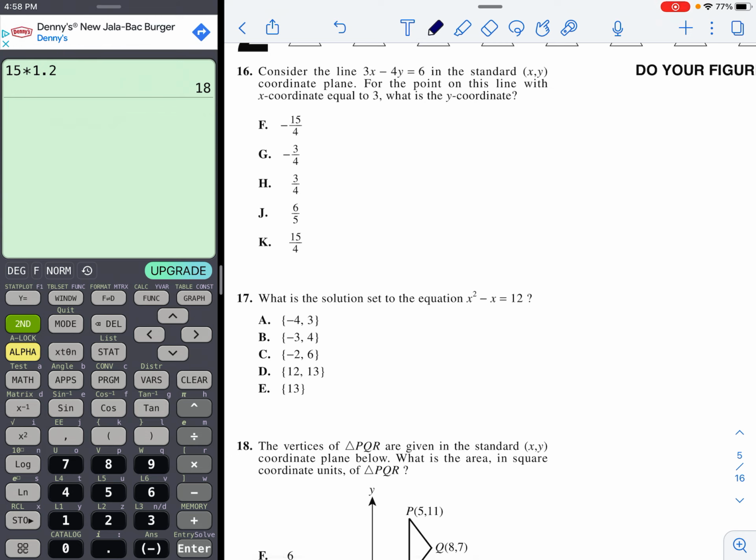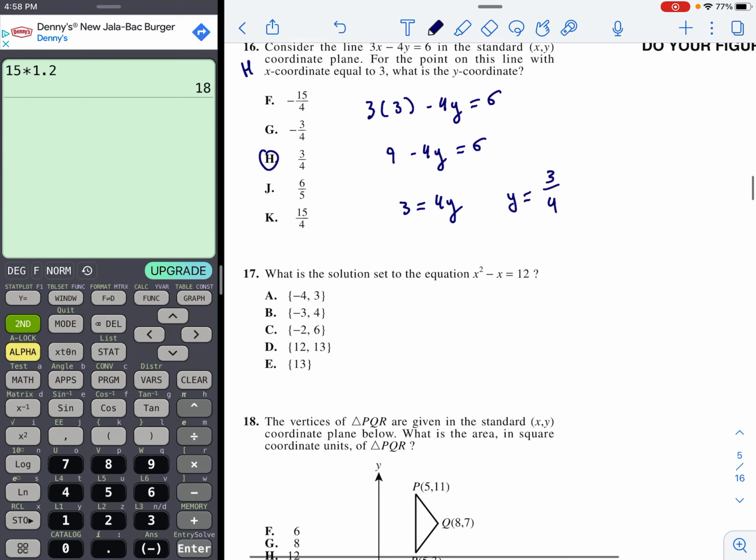Question 16. Consider the line in the standard coordinate plane. For the point on this line with x coordinate equal to 3, what is the y coordinate? They're really testing whether you understand that you can plug in, which is kind of what lines are, to figure out the associated x and y values, and solving this for y. So we'd have 3 is equal to 4y, y is equal to 3 over 4, answer choice H. All right, let's keep that rolling.